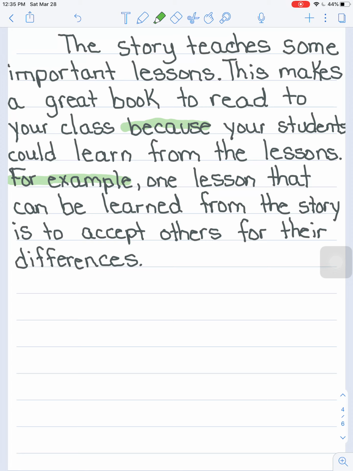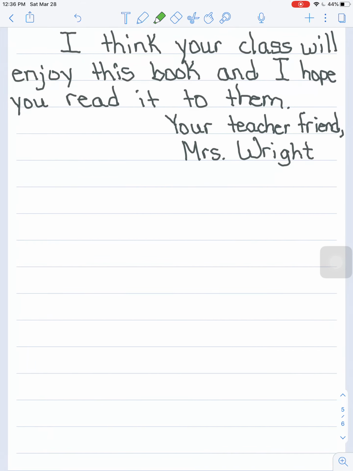To finish our letter, we need to write the closing. We need to write one more final paragraph, the conclusion paragraph. Right here's my conclusion paragraph. I indented again. It's really short for right now because we haven't learned much about the conclusion. So I just wrote, I think your class will enjoy this book, and I hope you read it to them.